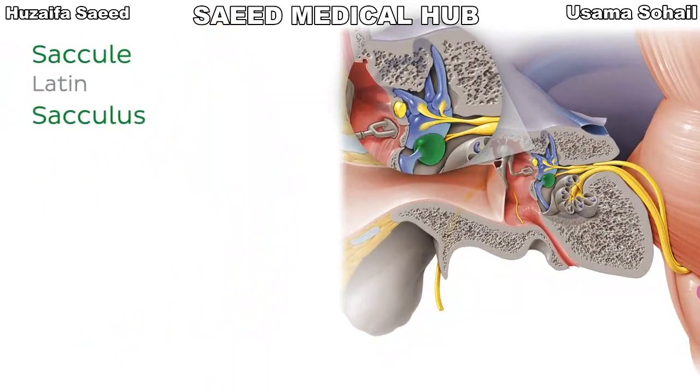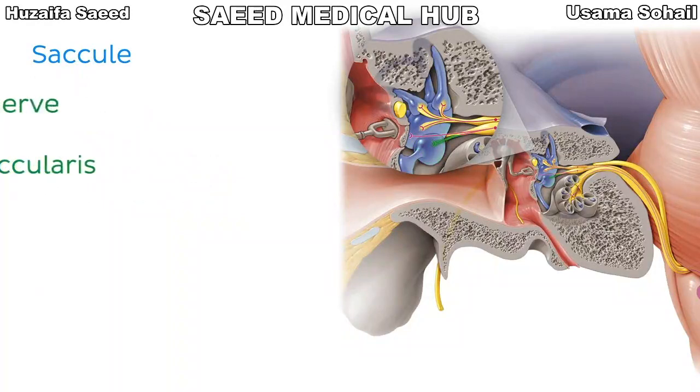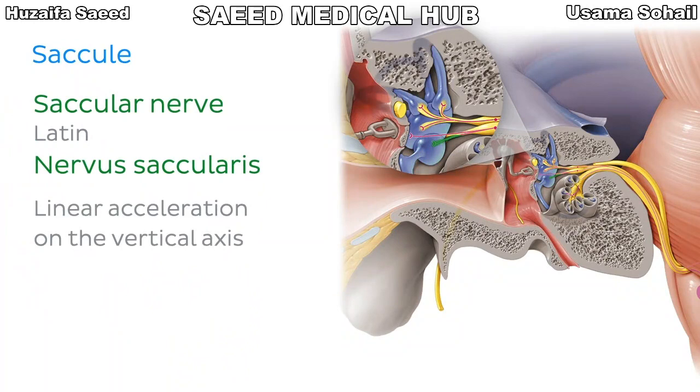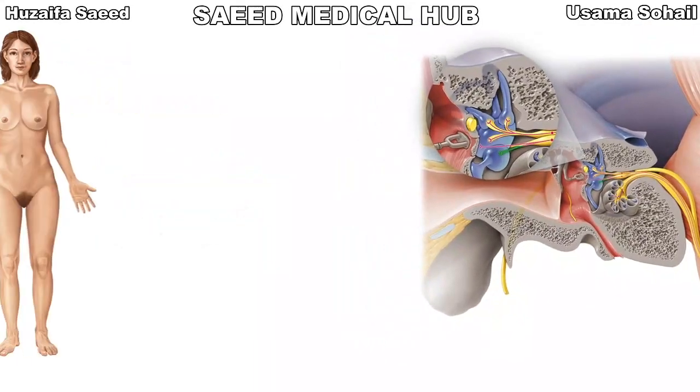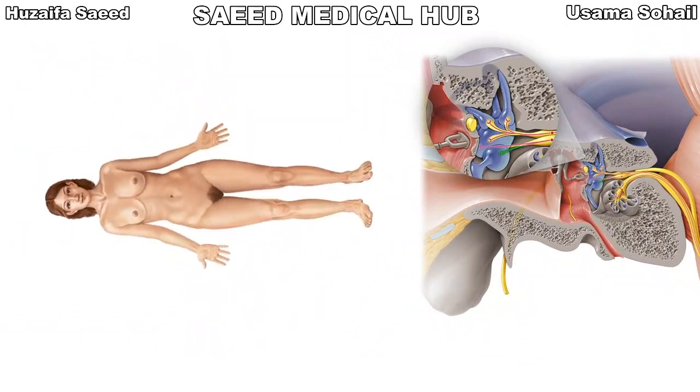The saccule is another membranous sac within the region of the inner ear, and it's responsible for the perception of linear acceleration in the vertical plane and can therefore detect motion upwards or downwards, such as when we fall due to the effect of gravity. So of course from that we can infer that the saccular nerve conveys information regarding linear acceleration in the vertical axis. So let's come back to our image of the anatomical female and observe how she moves around the vertical axis. And of course, this movement will be detected by the saccule.